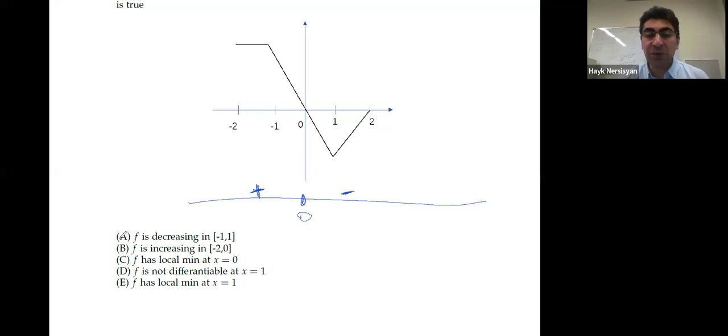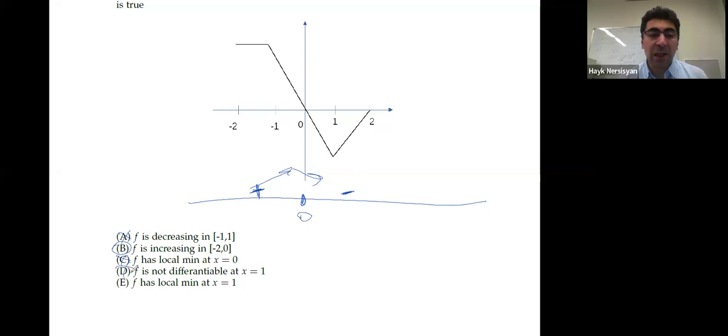Can we say it is decreasing from -1 to 1? Nope. Increasing from -2 to 0? Yes. f has a local minimum at 0? It's a maximum point, not a minimum. f is not differentiable at 1? It is differentiable, and this is its derivative. f is not twice differentiable at 1, but the derivative of f exists.